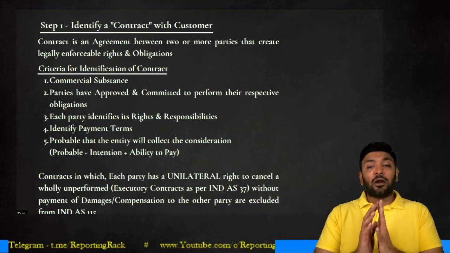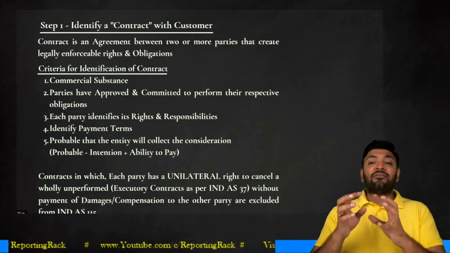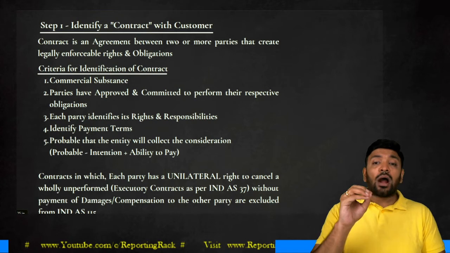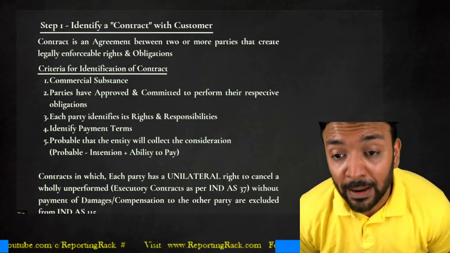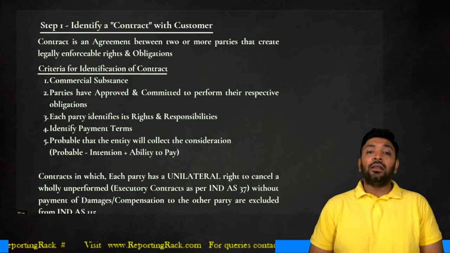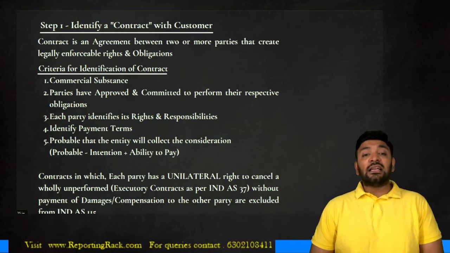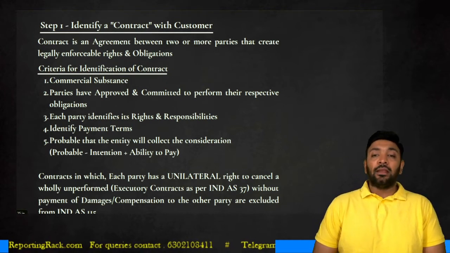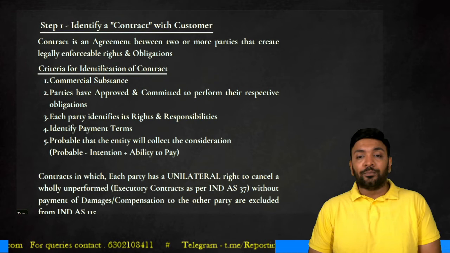Third thing, each of the parties know what is their rights and responsibilities under the contract. A supplier has a right to receive consideration. The buyer is having a right to receive the delivery of the required good and service which has been communicated to the supplier. Number four, they identify the payment terms. That means they know what is the amount received and what is the duration within which the amount should be paid. Lastly, it is probable that the entity will collect the consideration from the contract. When do you say that it is probable? Only when the party has an intention as well as an ability to pay. I have an intention to pay, but I don't have an ability to pay. You cannot say that the consideration is probable to be collected. Clear?